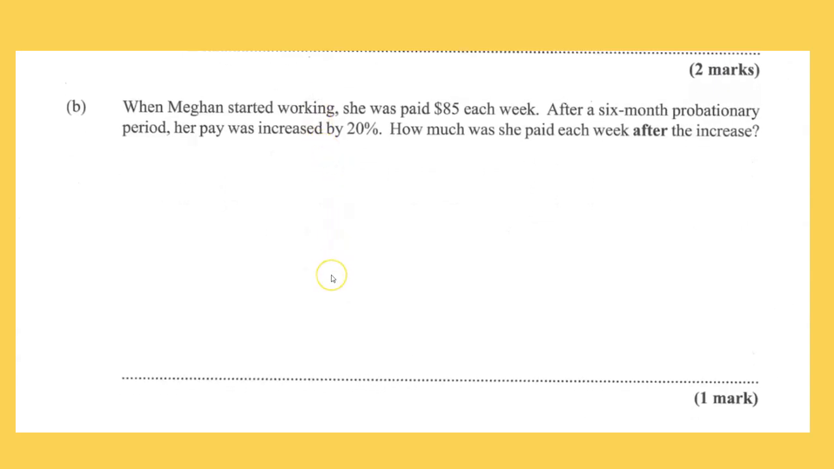So part B, when Megan started working, she was paid $85 each week. After a 6-month probationary period, her pay increased by 20%. How much was she paid each week after the increase? So we know that Megan's pay was $85 each week, so 100% of her pay previously was $85. To get a further 20%, we need to add 20% on this.